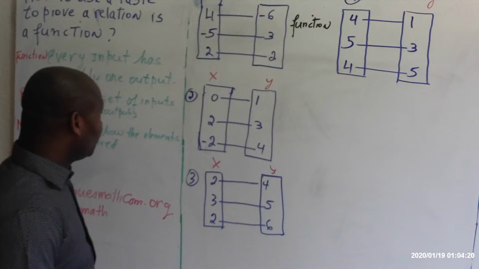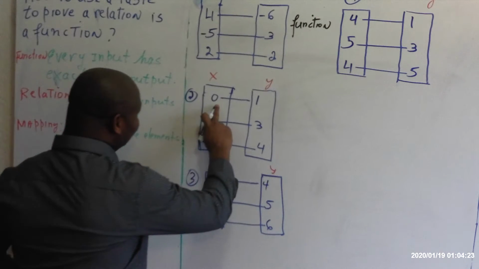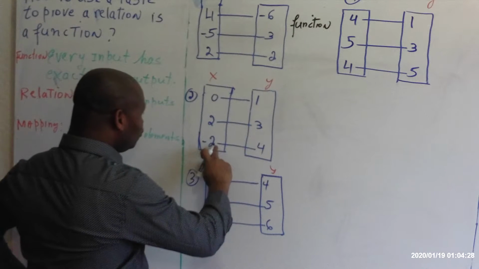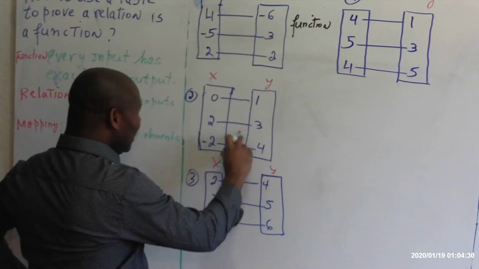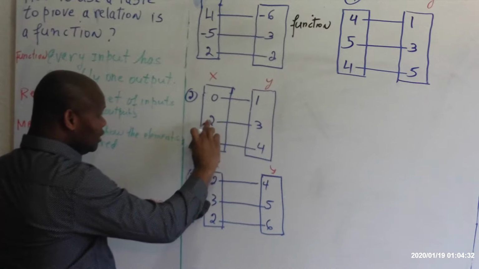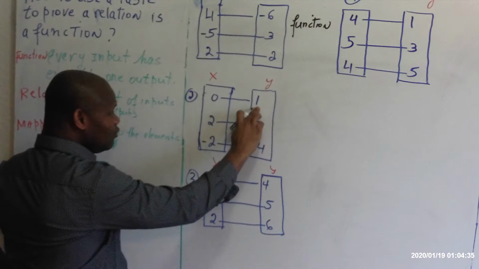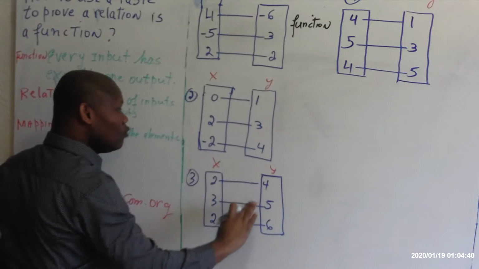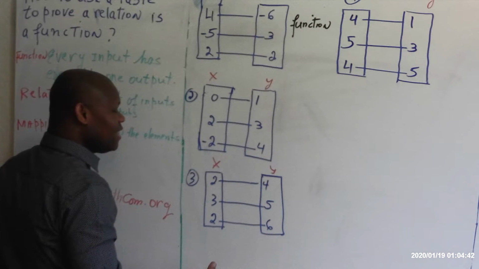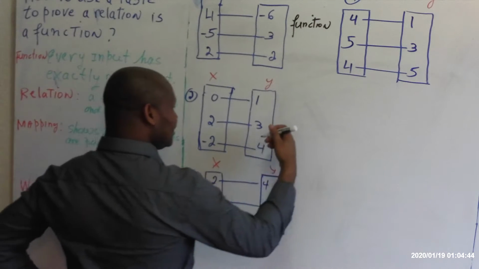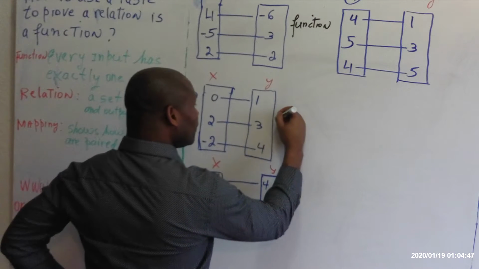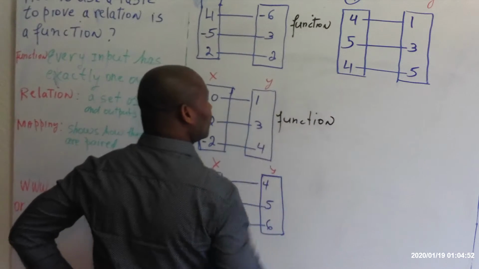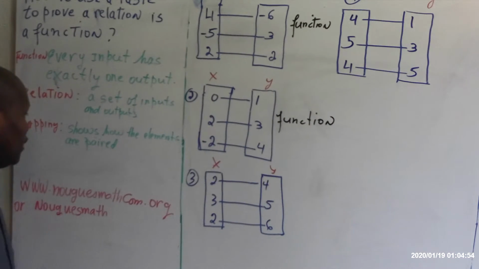Let's see number 2. We have 0 maps to 1, 2 maps to 3, negative 2 maps to 4. When I check, we see every input has exactly one output, or we can say every x has exactly one y. Because of that, we can say this table is a function. Very good.